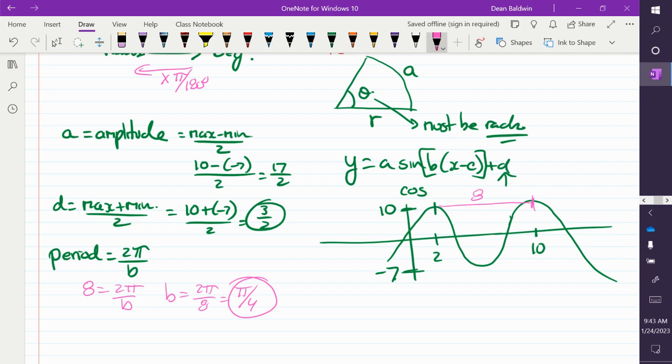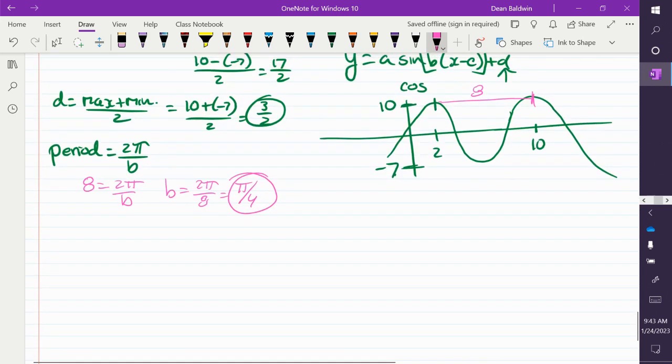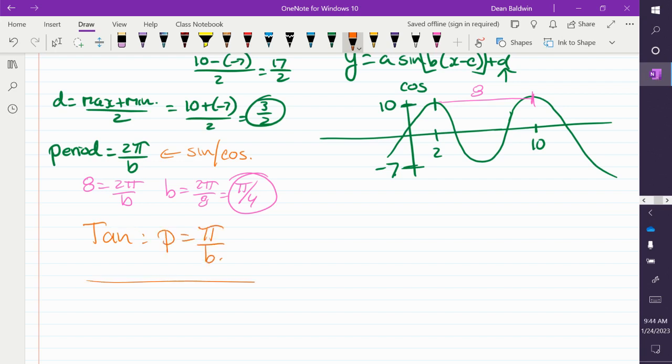So sine and cosine are straightforward. What's the only trick with tan? Period is 180 over b. So this is the same as sine and cos, but for a tan graph the period is pi or 180 over b. That's pretty much it. I'm not going to ask you a Ferris wheel question on the final or on the retest.